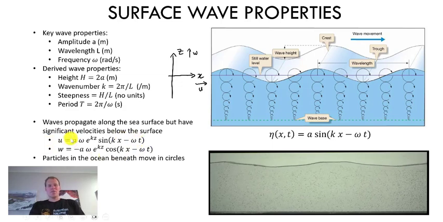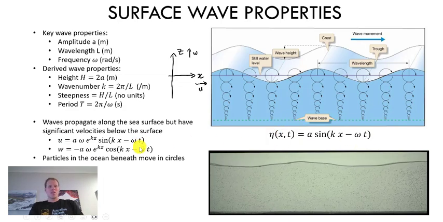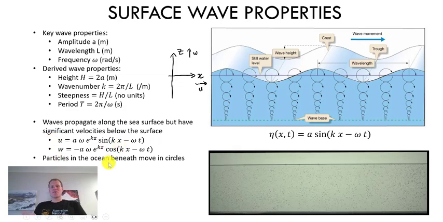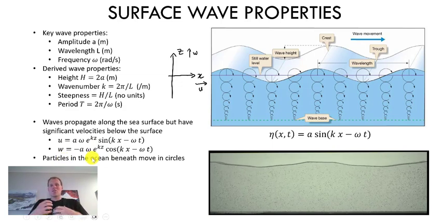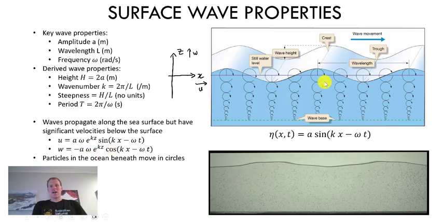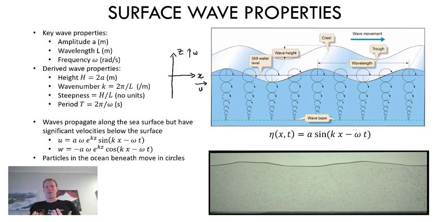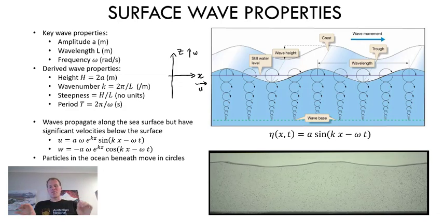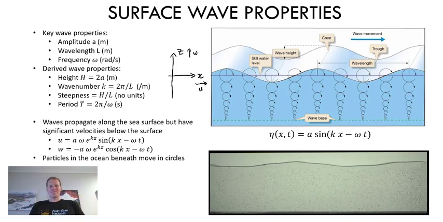And they take the following form if our surface height took this form. So they're also sinusoidal, and you'll see that the horizontal is a sine and the vertical is a cosine, which means they're out of phase. And in fact, what that means is that particles in the ocean beneath the wave are actually moving in these circular patterns. And you can see that in the diagram here, and also in this movie, which shows a propagating wave in the laboratory through a fluid that has a suspension of particles. And if you look as the wave propagates, you'll see that these particles travel in circles.